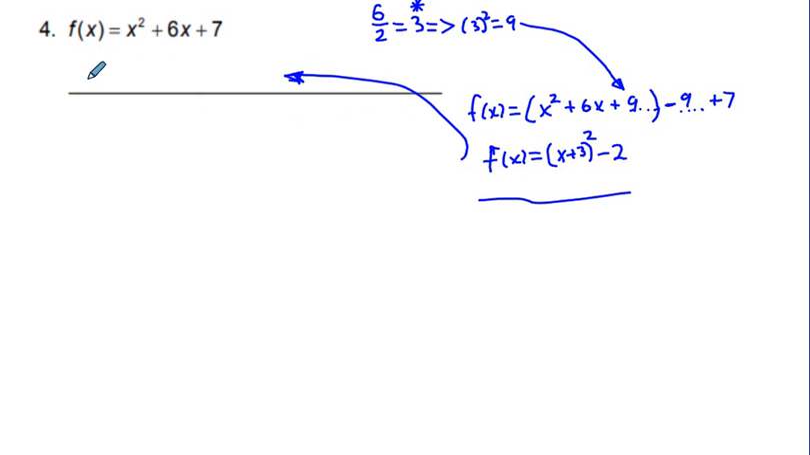I'll just write it out here for quantity (x plus 3) squared minus 2. And let's see, checking as I go along, make sure everything's worked out. Yeah, that's what it is.